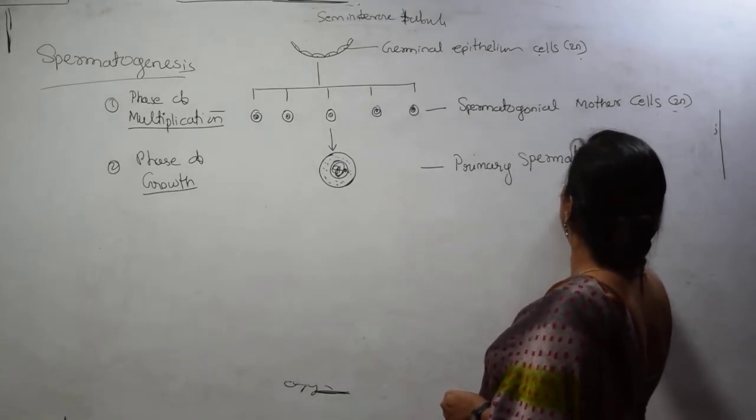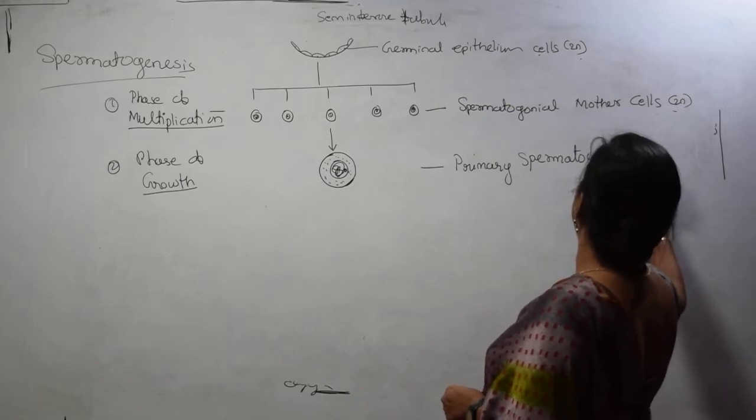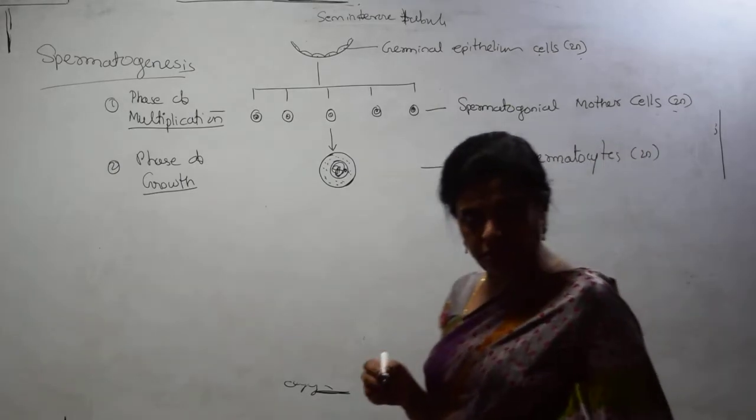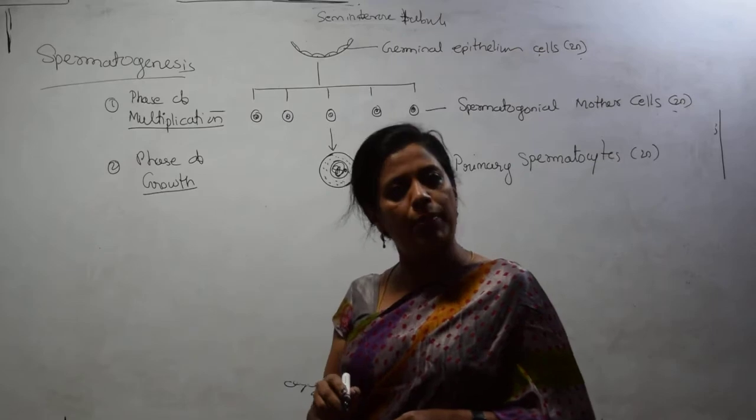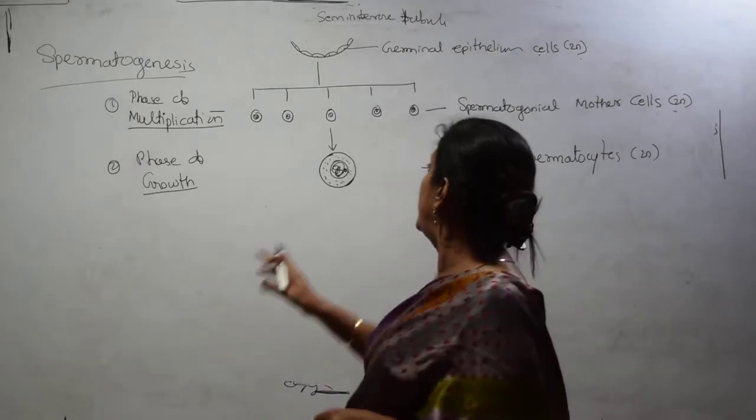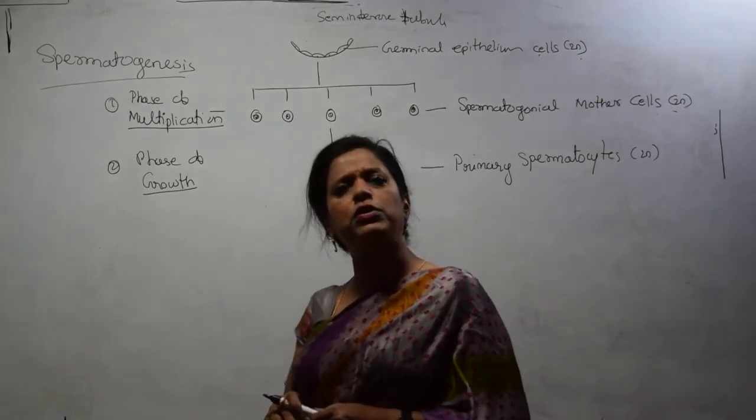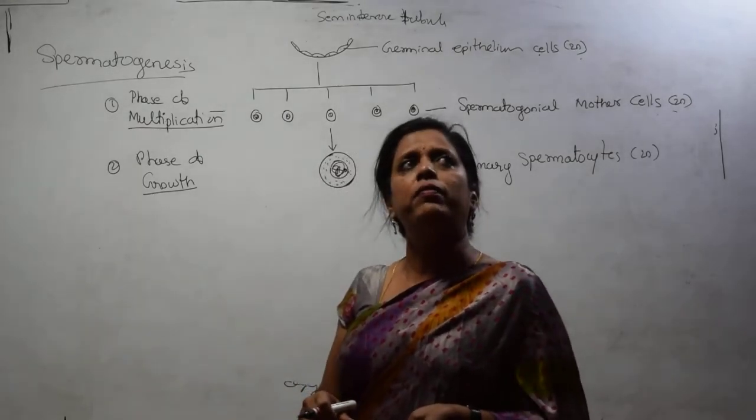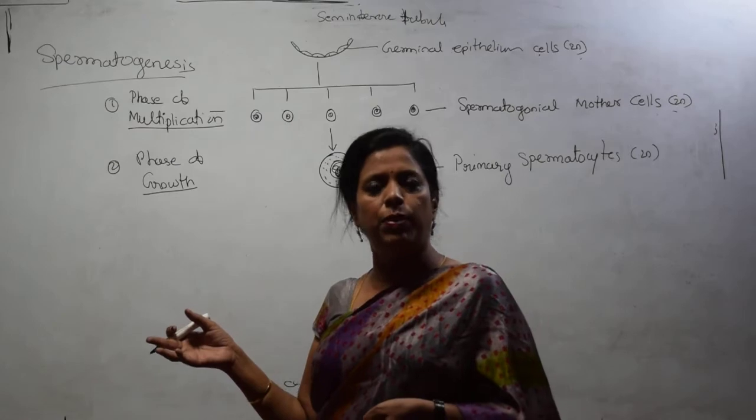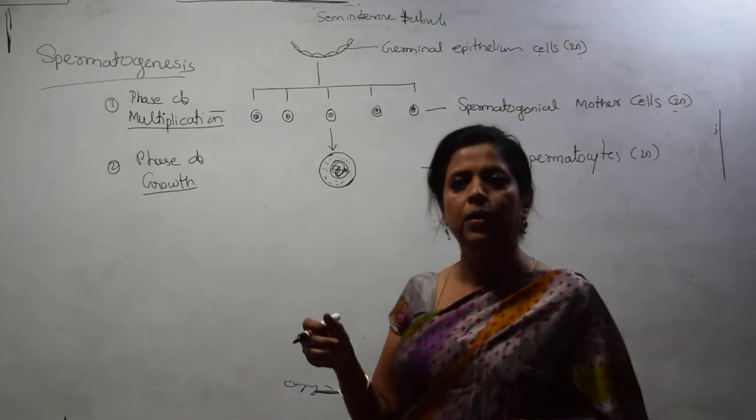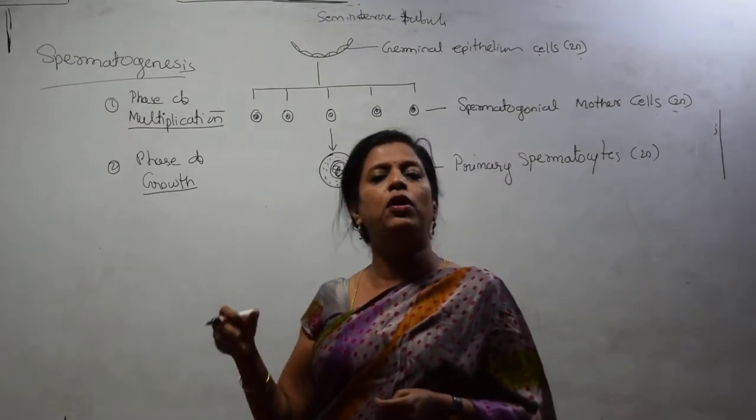This also is diploid in nature. Remember, it is a diploid structure because no meiosis has happened yet. Therefore, the primary spermatocyte also is a diploid structure. This is a very important question for 1 mark questions and all. Whenever you go through any of the papers, they will ask: is the primary spermatocyte haploid or diploid?